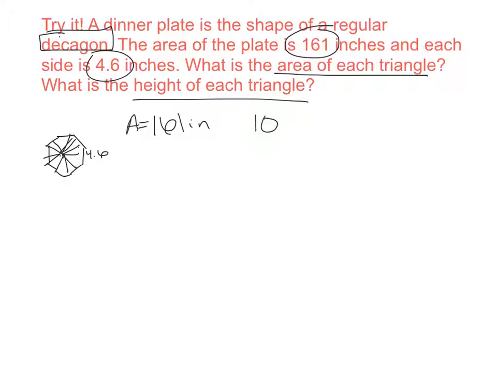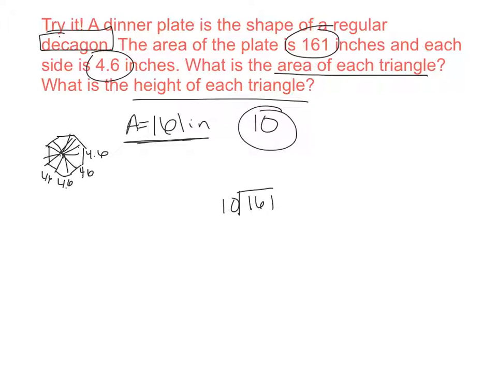Now your pictures probably look as sloppy as mine because we're not computers. The sides are all 4.6 inches all the way around. So we just need to know how tall our triangles are and what is the area of each. So this is what I did in my head. We said if my area was 161 inches and there's 10 triangles, I'm going to take that 161 and divide it by 10.